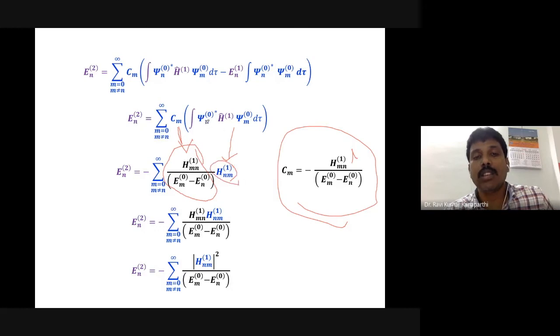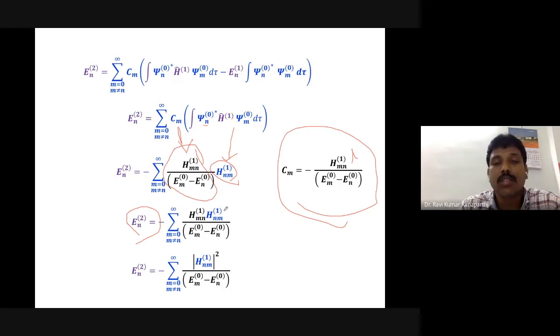That is, you can see here psi_n star, the Hamiltonian, multiplied by psi_m^0, right? So that particular object you can write using this shorthand notation. Essentially, our second order correction to the energy is going to be, there is a negative sign, then the sum, m runs from 0 to infinity and m not equal to n. And here you have two matrix elements: one is H_mn multiplied by H_nm, divided by E_n minus E_m.